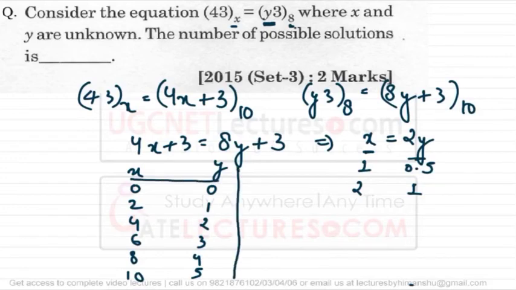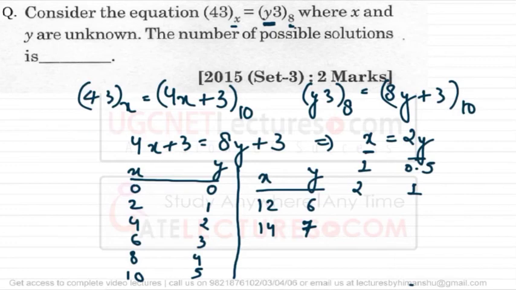I'm continuing it here. If y is 6, x is going to be 12. And y is 7, x is going to be 14. Y cannot take values more than 7 since the base is 8, and we all know that in a number system with base r, the only digits possible are from 0 to r minus 1 in a conventional way, right?